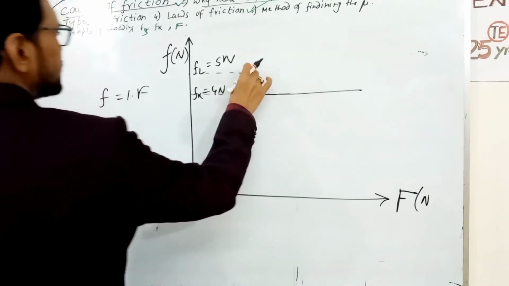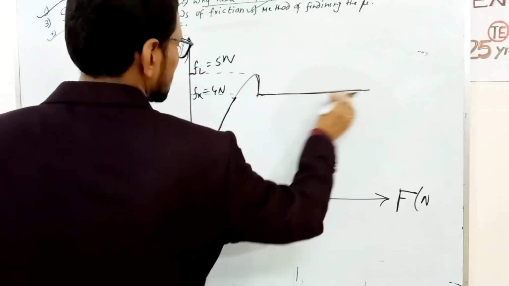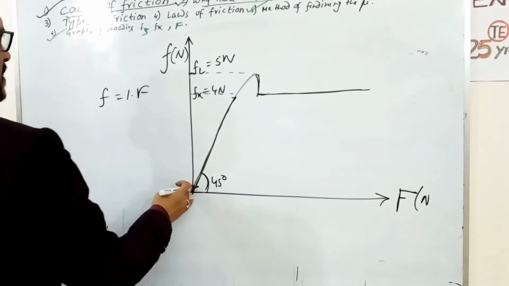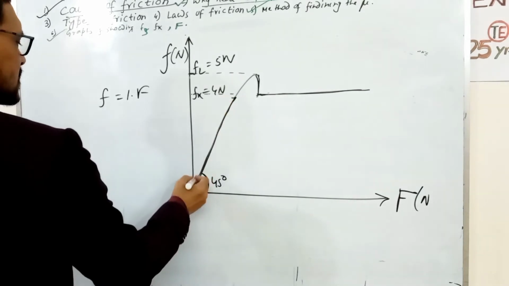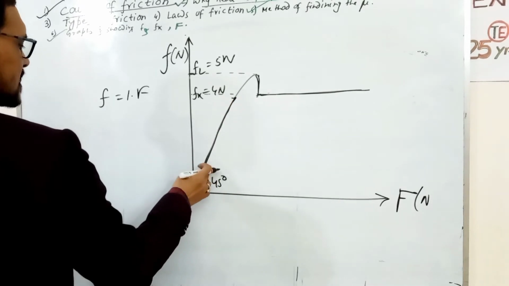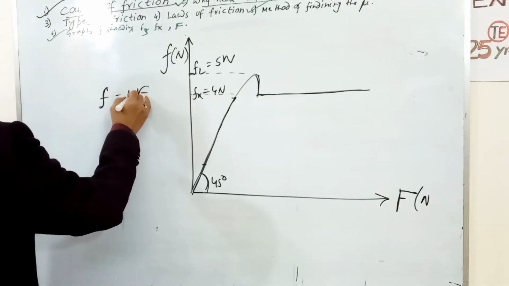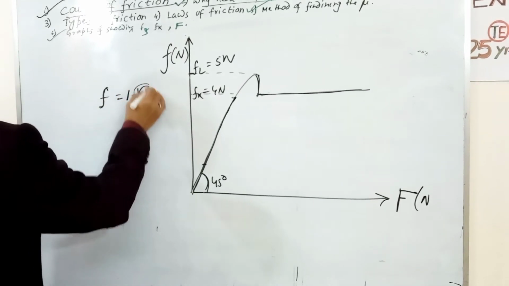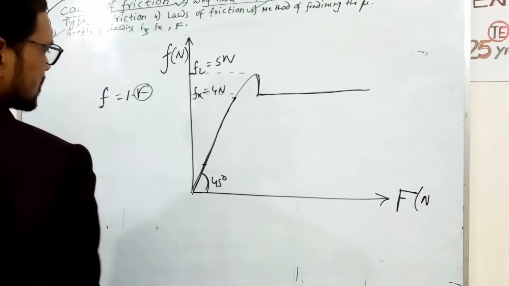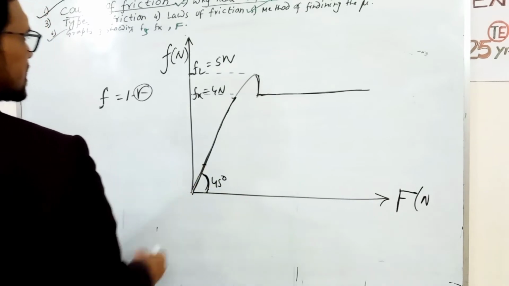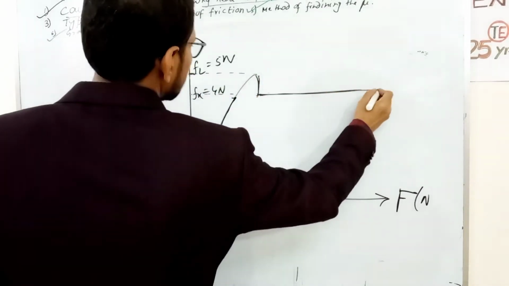So limiting friction is the maximum, which is 5 newton. Next, the kinetic friction remains the same. The static friction increases with the external force applied. As the applied force increases, static friction also increases, that is, static friction is equal to the external force. So the slope of this graph is 45 degree, and this is limiting friction, maximum friction, and this is kinetic friction.